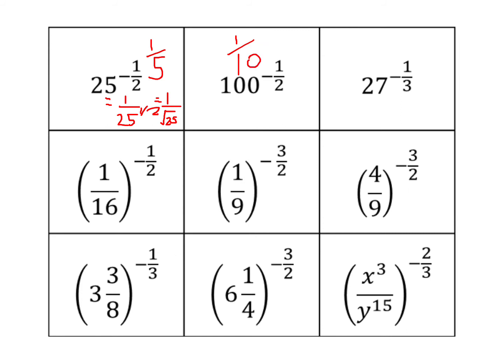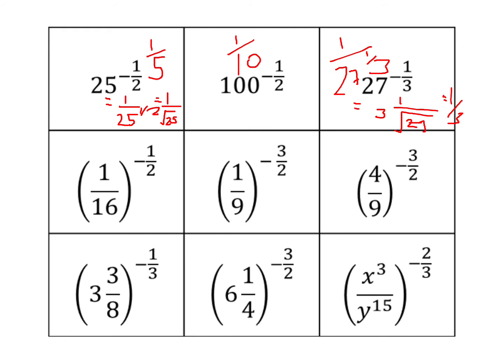Next one, guys, 27 to the power minus a third. So I flip it, so I get 1 over 27 to the power of a third, which is 1 over the cube root of 27, which is 1 over 3.